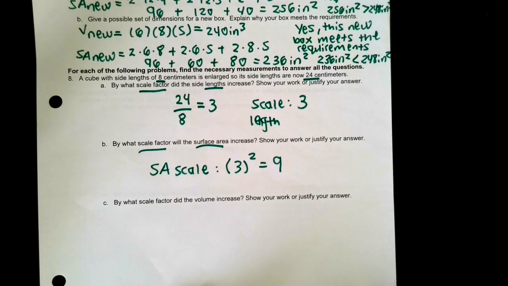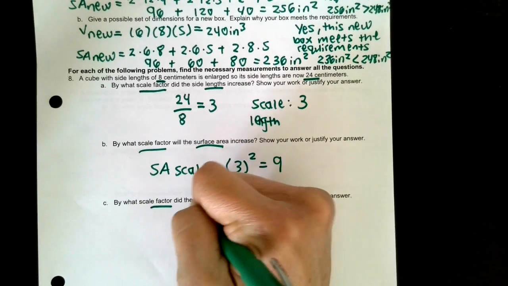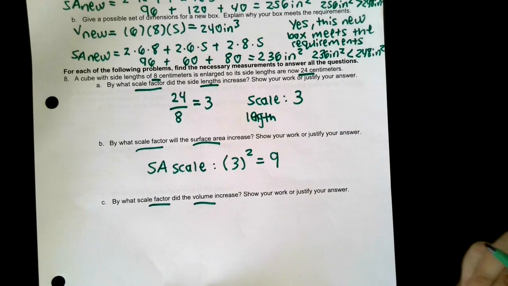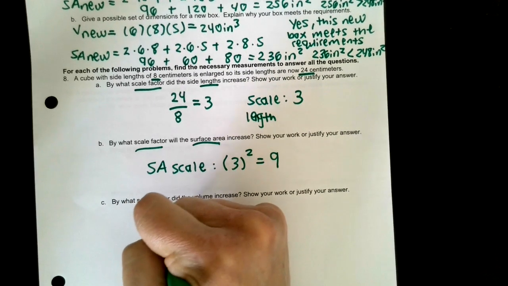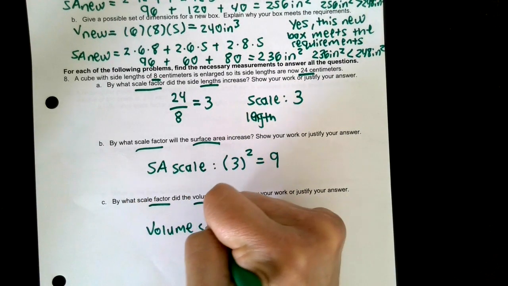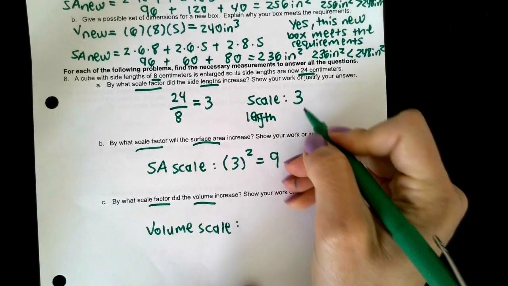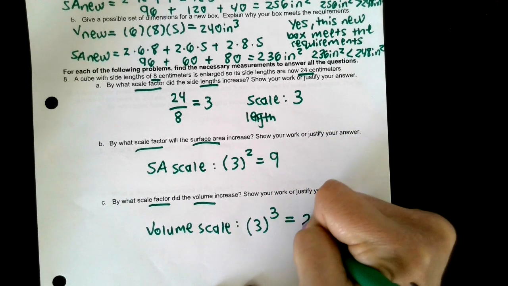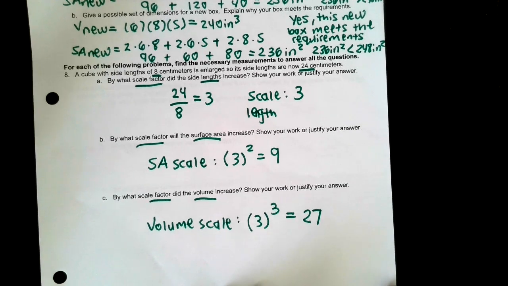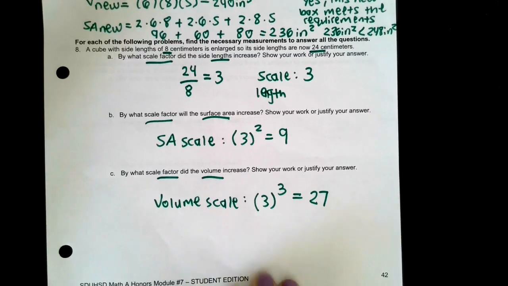All right, and the last one on this page, it says, by what scale factor did the volume increase? Show your work or justify your answer. So for our volume scale, we are going to take the cube of our length scale, which is 3 to the third power, and that would be 27. All right, so pause the video if you need to go back and look at anything on this page.